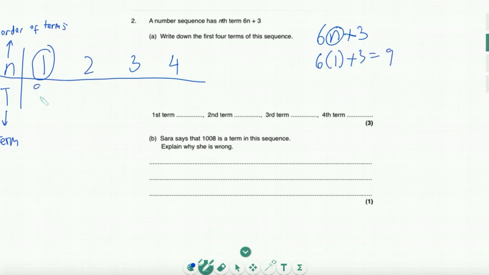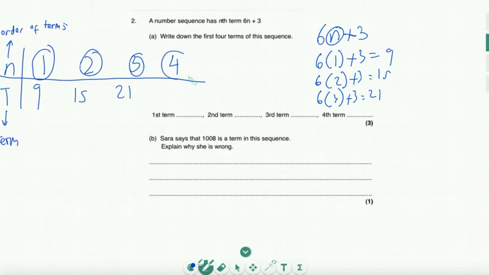So the first term is 9. To find the second term, we're going to replace n with 2. So 6 times 2 plus 3 equals 15. To find the third term, we're going to replace n with 3. So 6 times 3 plus 3 equals 21. And to find the fourth term, we're going to replace n with 4. So 6 times 4 plus 3 equals 27. So those are our answers: 9, 15, 21, 27.